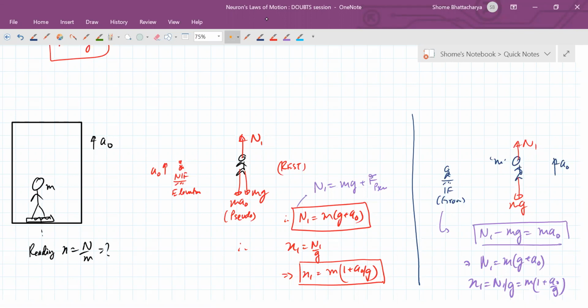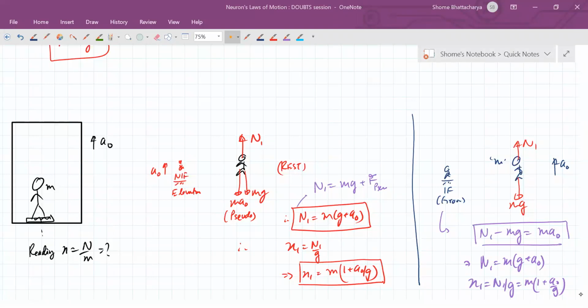Weight is mg, right? Weight is a force. g is acceleration due to gravity, it's not weight. Reading on the moon, it will show different, no? Because the gravitational force will be mg by 6, because the acceleration due to gravity on the moon surface is 1/6 of that on the earth. Okay, you understanding this? Okay.